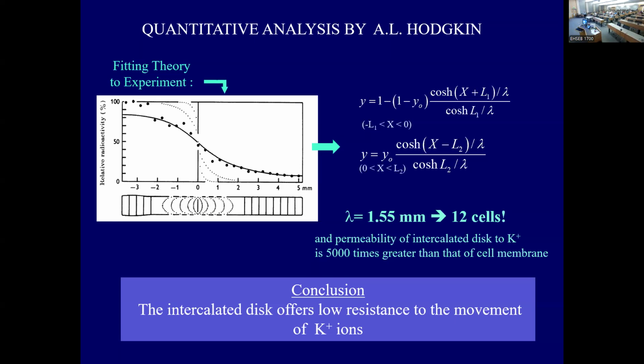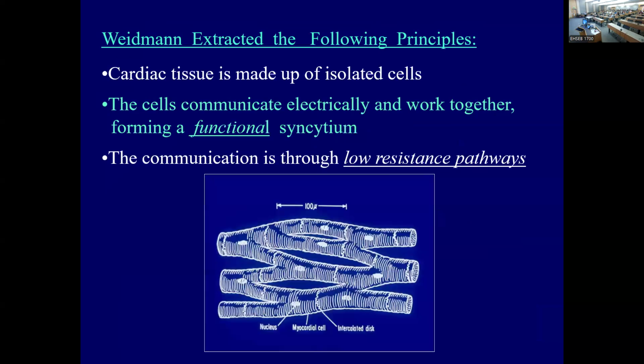So in conclusion, the intercalated disc, which is the structure that connects cell to cell, offers low resistance to the movement of potassium ions. The permeability of the intercalated disc to potassium is 5 times greater than that of the cell membrane. So compared to the cell membrane, we have low resistance pathways connecting cells. And that was an important finding that Weidmann established with this experiment.